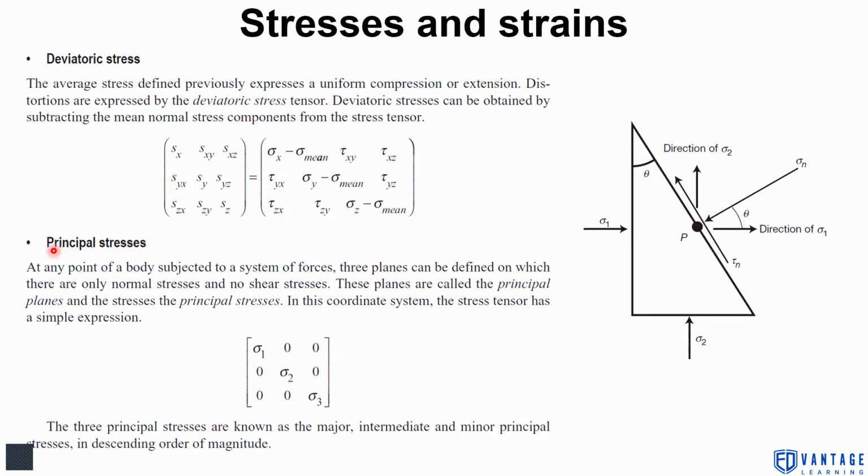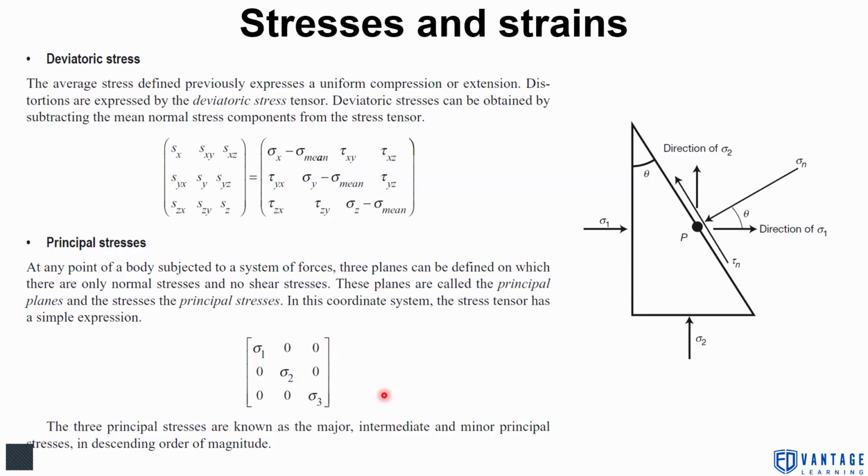Then come principal stresses. At any point of a body subjected to a system of forces, there are 3 planes on which there are only normal stresses and no shear stresses. So that is for a point. These planes are called principal planes, and the stresses are called principal stresses. You can see tau xy, tau xz, and tau yz are 0. So in this coordinate system, the stress tensor is a simple expression, and it is not anymore a tensor, it's a vector, because your application is on 3 directions.